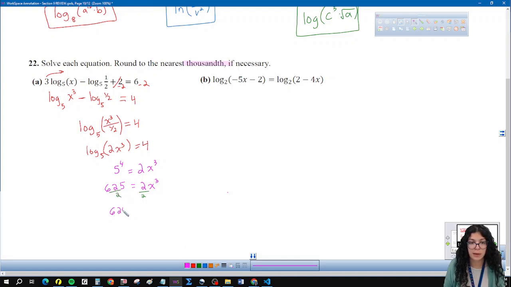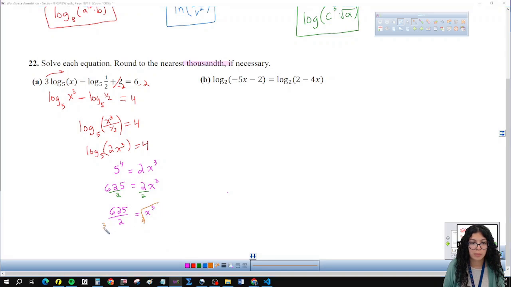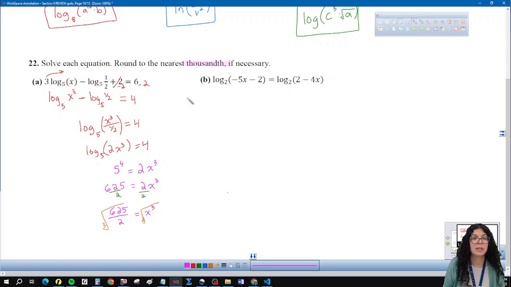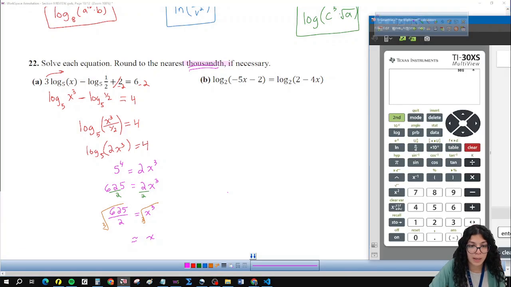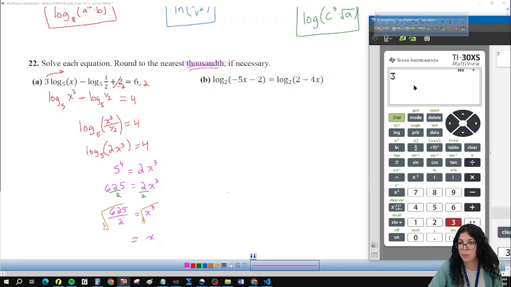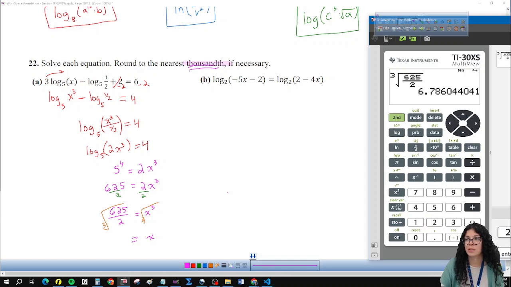So now I have 625 over 2 equals x cubed. And then take the cube root of both sides. Now, they did tell me to round to the nearest thousandth, so I could just punch this into my calculator and then round it. On my calculator, I could do the cube root of 625 over 2, which is 6.786.